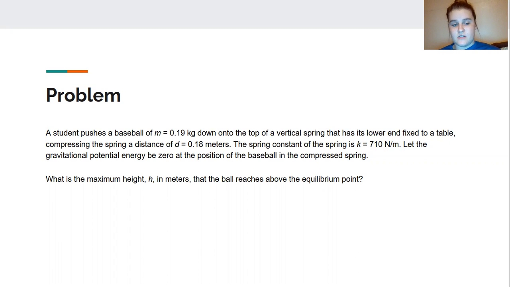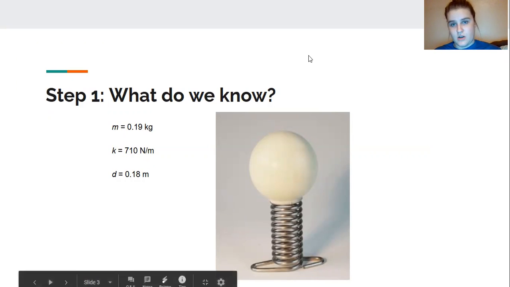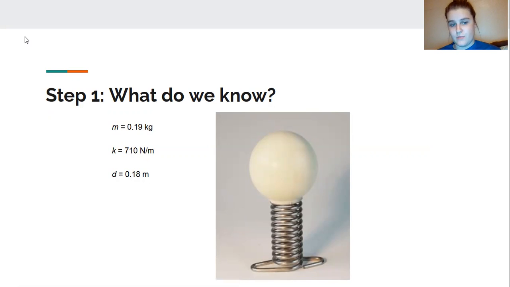And then it's asking us to solve for, what is the maximum height in meters that the ball reaches above the equilibrium point. So when this spring gets pushed down and the ball is let go, it's asking how high is it going to be able to reach after being released. So what do we know? We know that m is 0.19 kilograms, the mass. We know that the spring constant is 710 newtons per meter, and we know that the distance of the compressed spring is 0.18 meters.